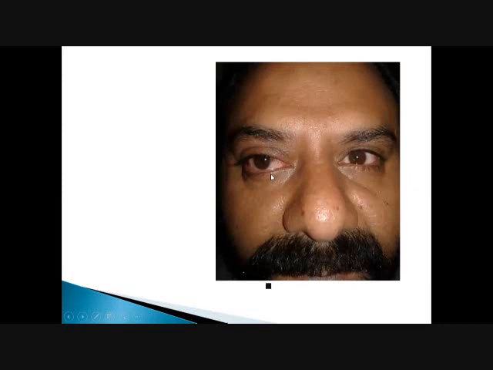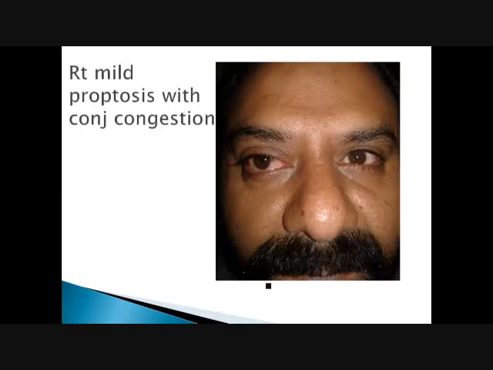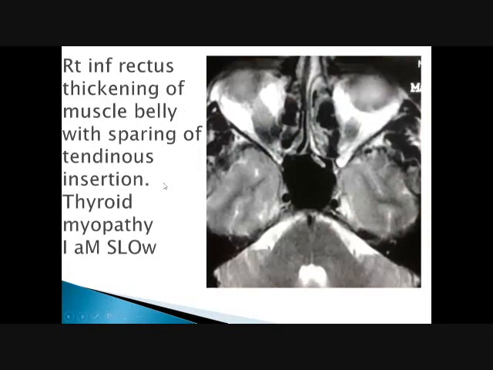But what comes to your mind with congestion and proptosis and puffiness? Thyroid ophthalmopathy. So thyroid ophthalmopathy is the number one cause of proptosis, the most common, most frequent cause of proptosis in young or middle-aged patients. So there is mild proptosis with conjunctival congestion.